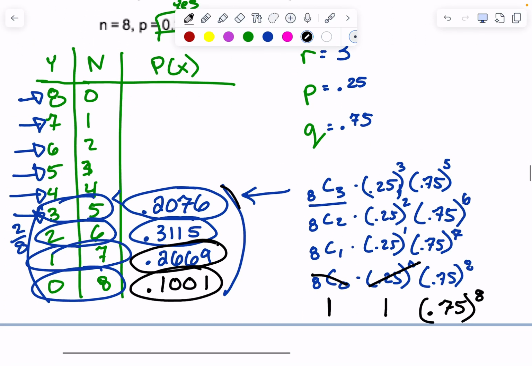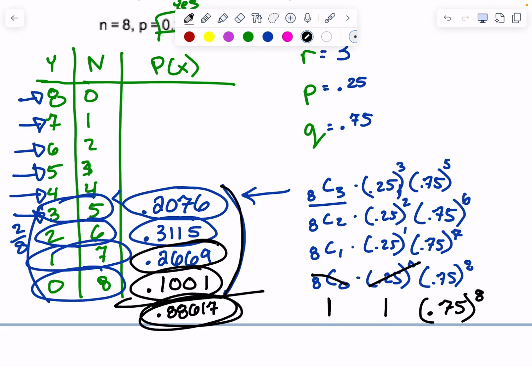Now I want to know the probability of getting less than 4, so I add those all up. It's going to be the majority of the time, 60%, something like that, 70% even. It's 0.88617. So 88% are from there below. Does that make sense? We didn't even do half of the numbers in the table. There are 9 different combinations in the table. We only did 4 of them, and we got 88%.